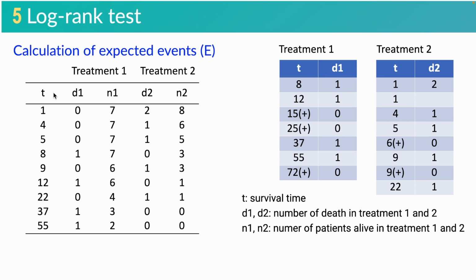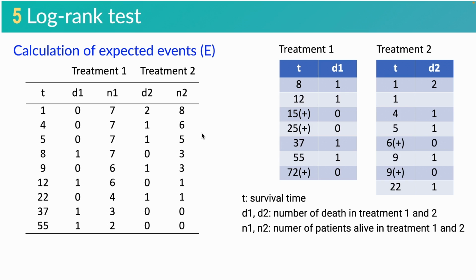T is the survival time. D1 and N1 are the number of deaths and alive in treatment 1, and D2 and N2 are the number of deaths and alive for treatment 2. The censored data are excluded from the table. As you can see, the censored data with the plus sign on the right table are removed from the table on the left.